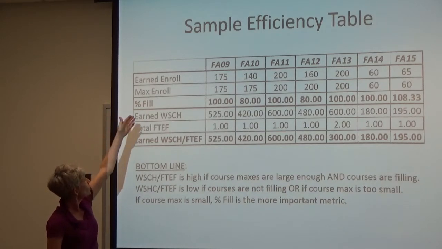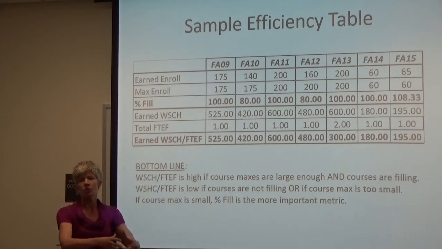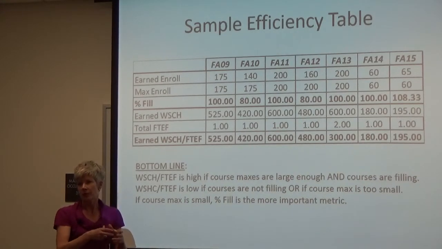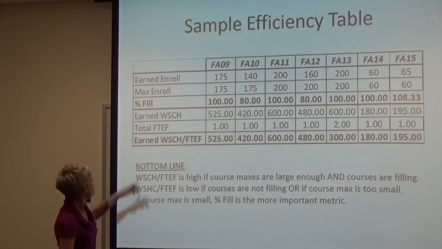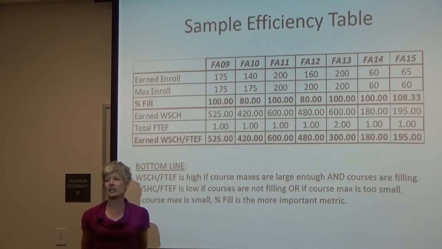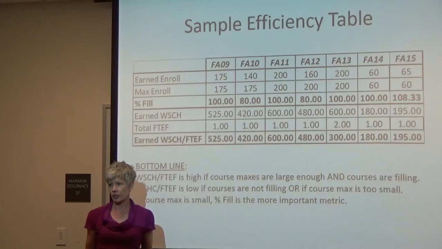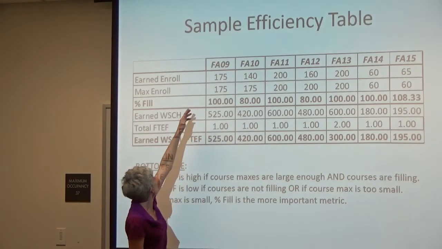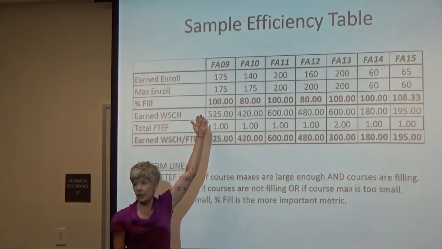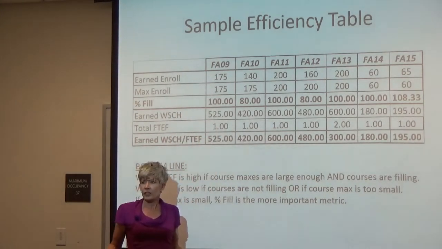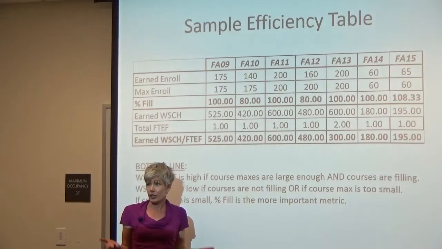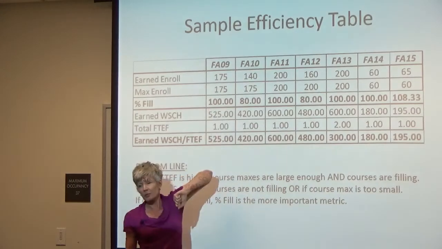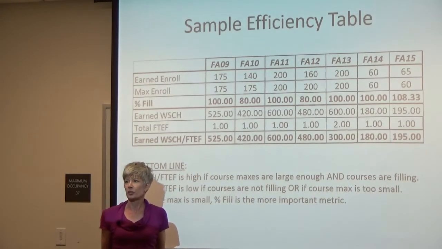So the top row is our earned enrollment. That's how many students total are sitting in chairs of courses offered by your department that semester. And the max enroll is how many seats were offered in those courses. So our department starts off with 170 earned enroll, and it had 175 max enroll. It filled all of its course offerings exactly to the cap. Unlikely, but here in my example it's possible, so their percent fill is 100%.